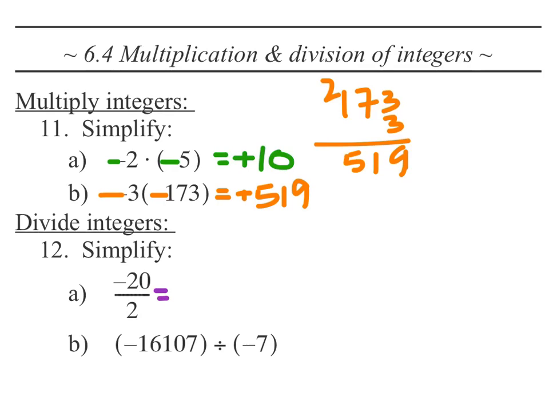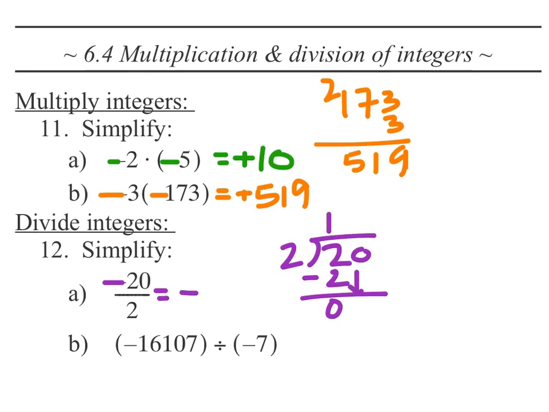Next up, we got negative 20 divided by 2. There's one negative. 1 is odd, so I know my answer is negative. Then we do 20 divided by 2. 2 goes into 2 one time, so minus the 2 gives us a 0. And 2 will go into 0 zero times. This one has 0 remaining, by the way. So the answer is negative 10.